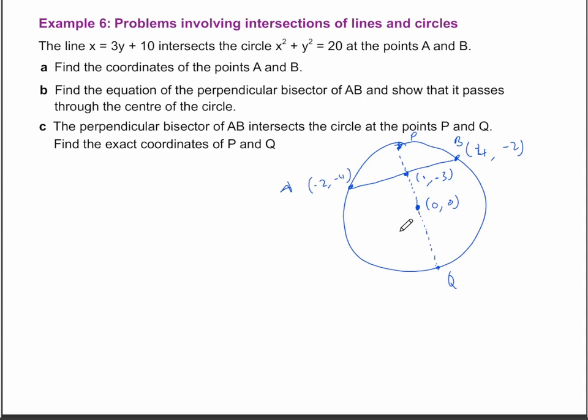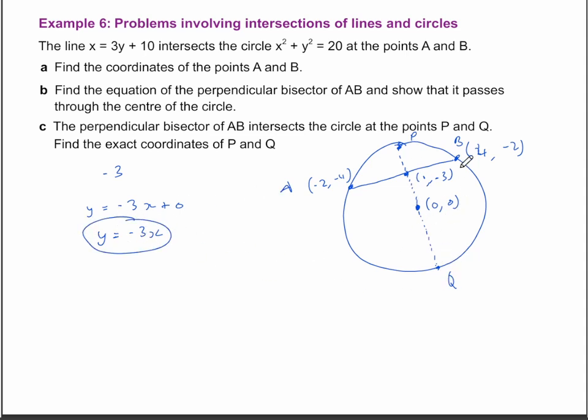So what we need to do first is find the equation of this line right here, which you have already done, because the gradient of the perpendicular bisector line was negative 3. Since the y-intercept is 0, the equation is just y equals negative 3x plus 0, because y equals mx plus c, right? And so we get that y equals negative 3x is the equation of the perpendicular bisector.